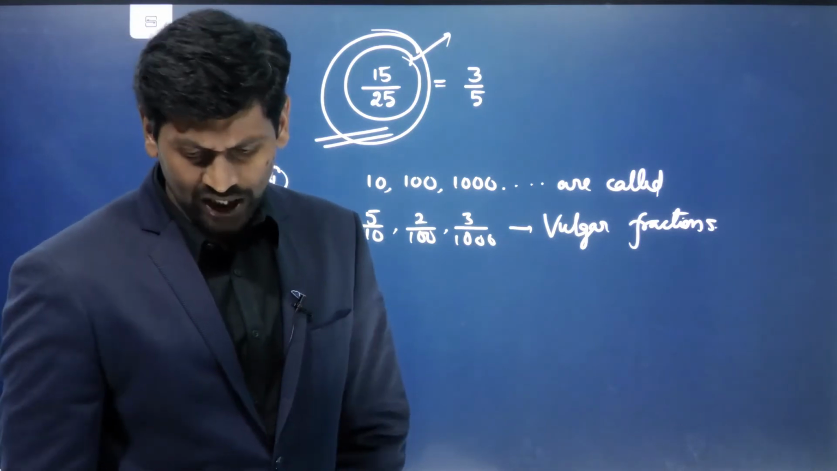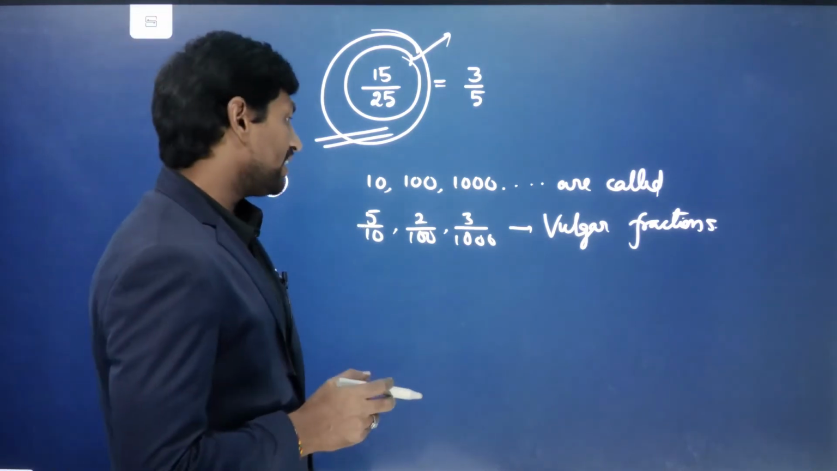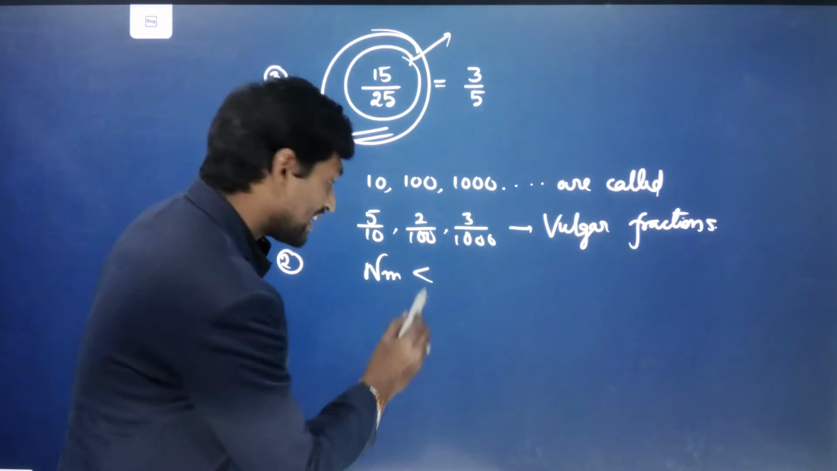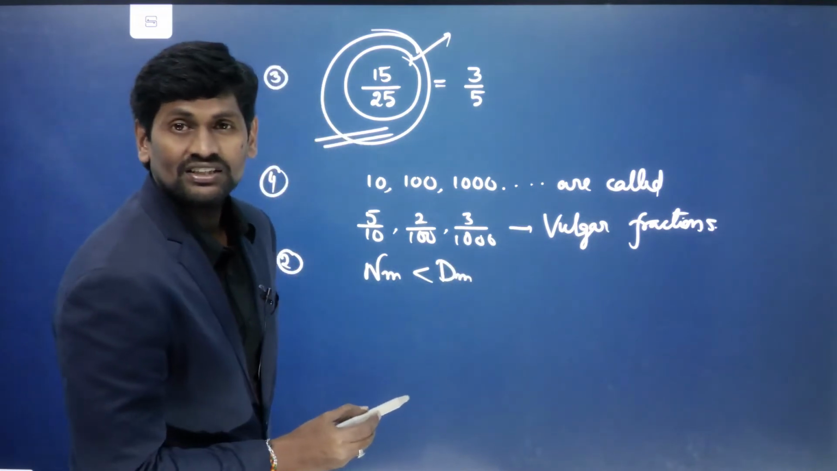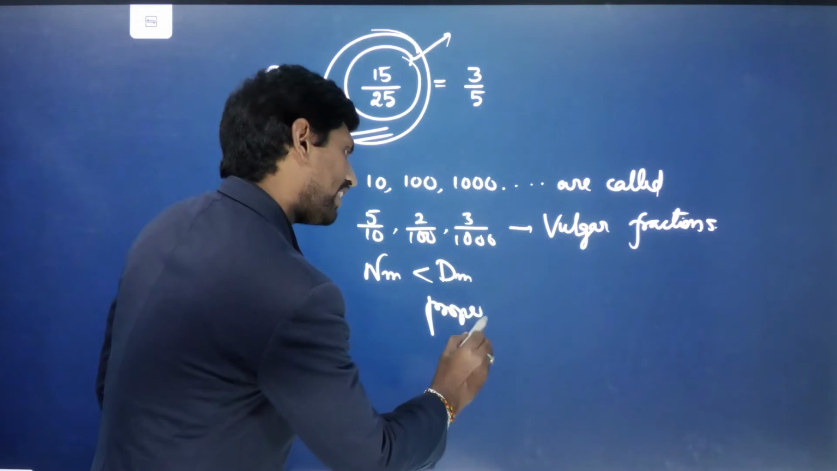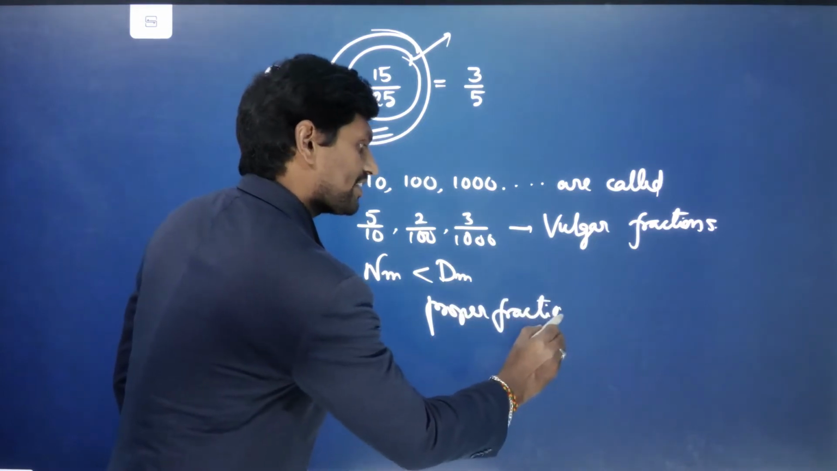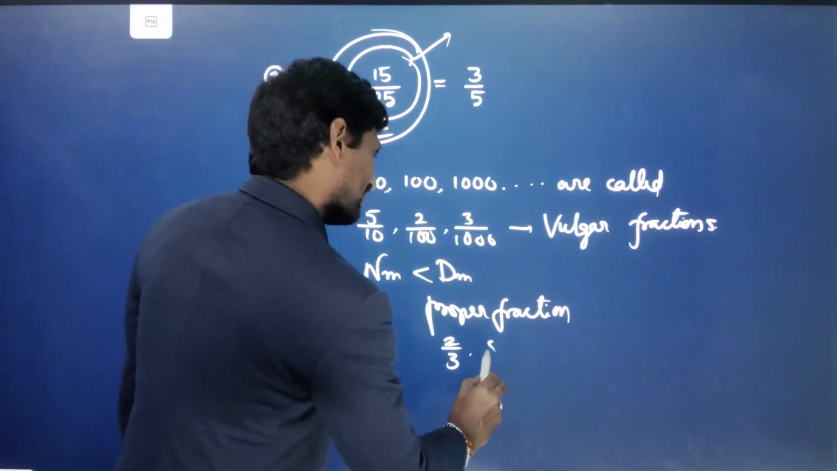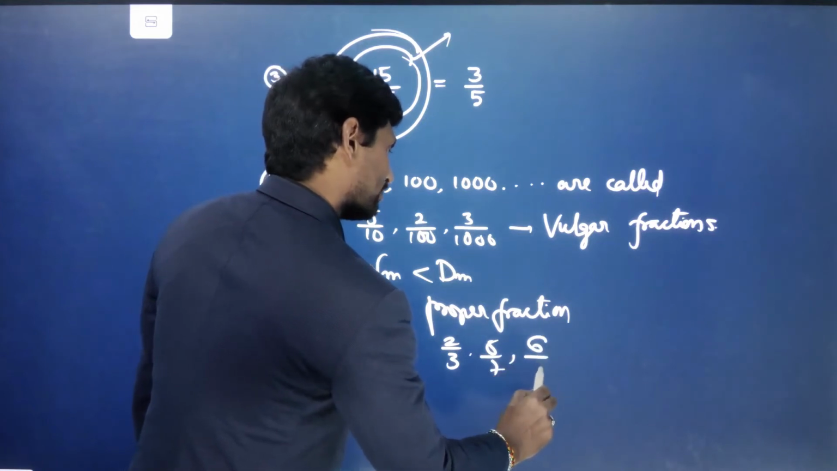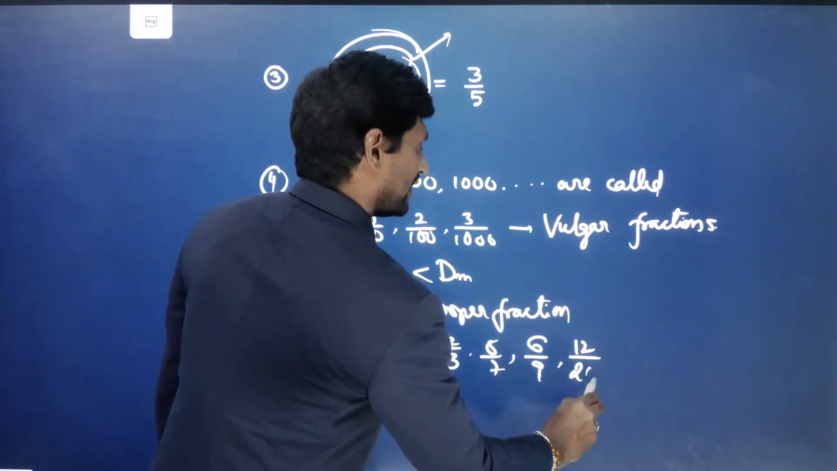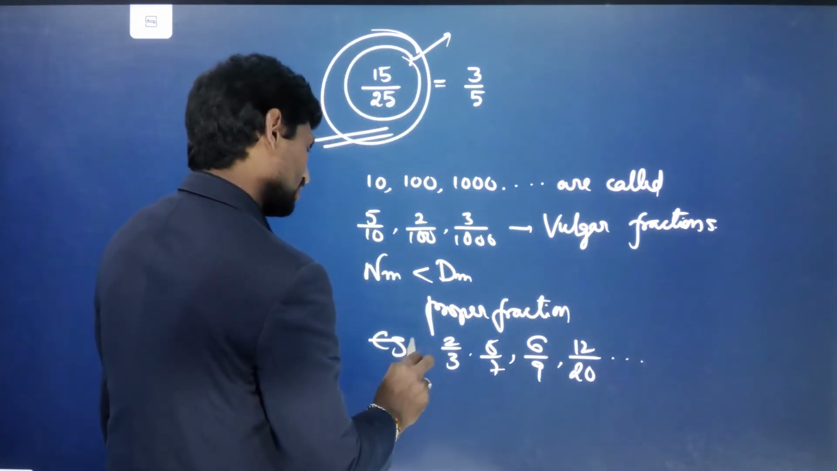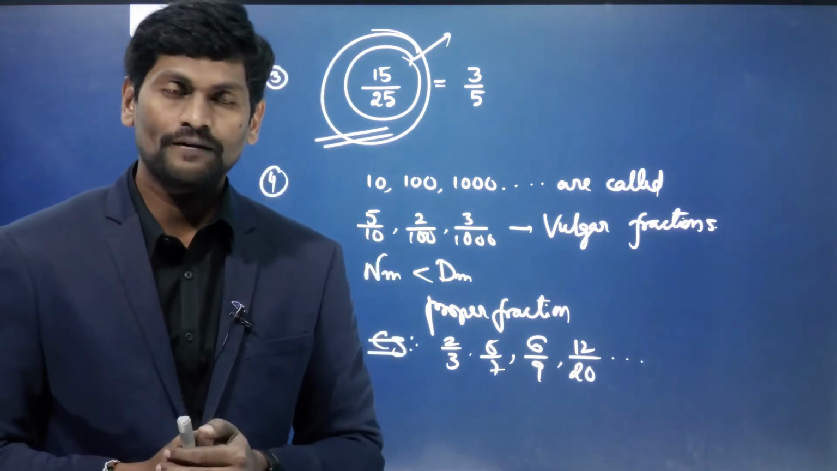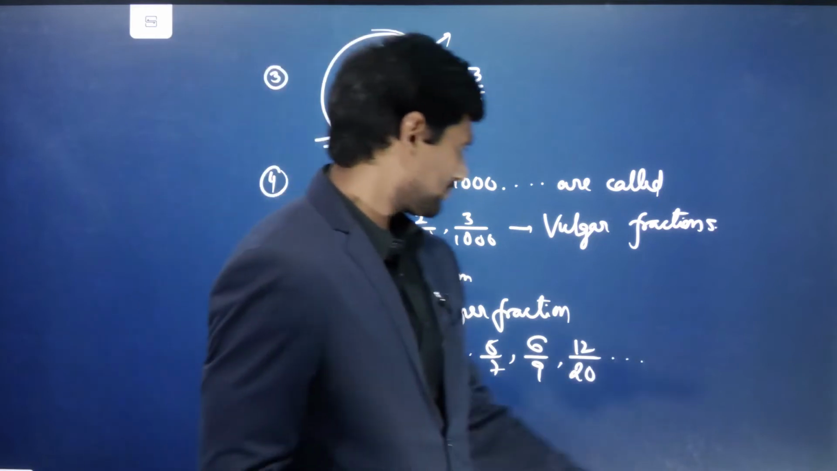Next, if the numerator of a fraction is less than the denominator, which fraction is it? Very good, proper fraction. Proper fraction means the numerator is less than the denominator, like 2 by 3, 5 by 7, 6 by 9, 12 by 20 and so on. These are the examples of proper fractions. Okay, children? Let us go to the next question.